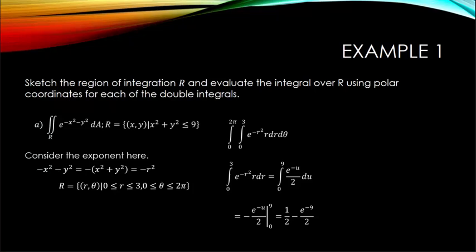This becomes the integrand in my outer integral, so that my outer integral is given by the integral from 0 to 2 pi of the quantity 1/2 minus e to the negative 9 over 2 d theta. I integrate that and I get the quantity 1/2 theta minus e to the negative 9 over 2 theta evaluated from 0 to 2 pi. This becomes pi times the quantity 1 minus e to the negative 9.